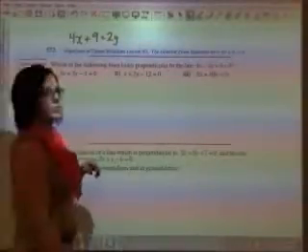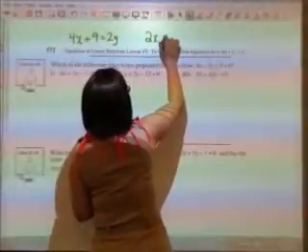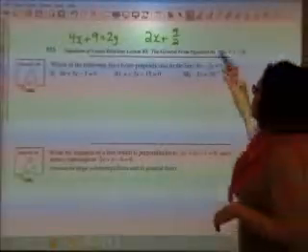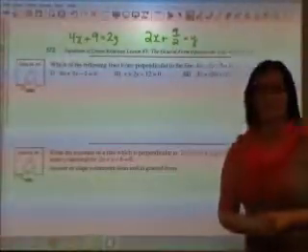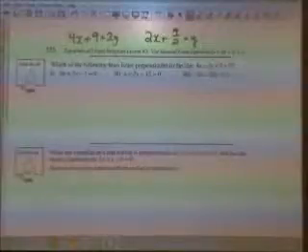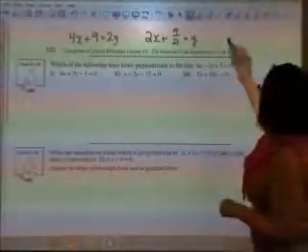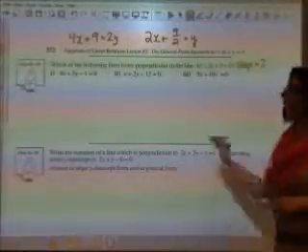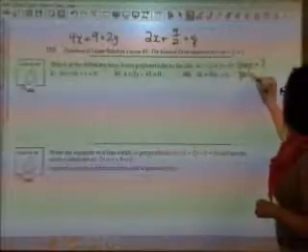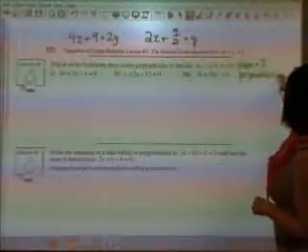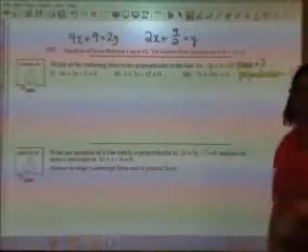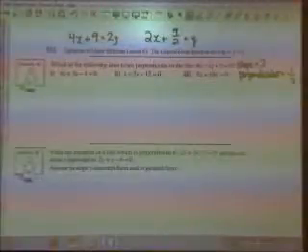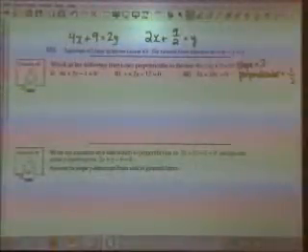So what's 4 divided by 2? 2. And 9 divided by 2 would become 9 halves. And 2 divided by 2 would be 1. Okay? The slope is 2. So the slope of this line is 2. So what would the perpendicular slope have to be? Negative 1 half. Because it has to be the reciprocal. So 2 is the same as 2 over 1. Reciprocal becomes 1 half, and then the opposite sign.